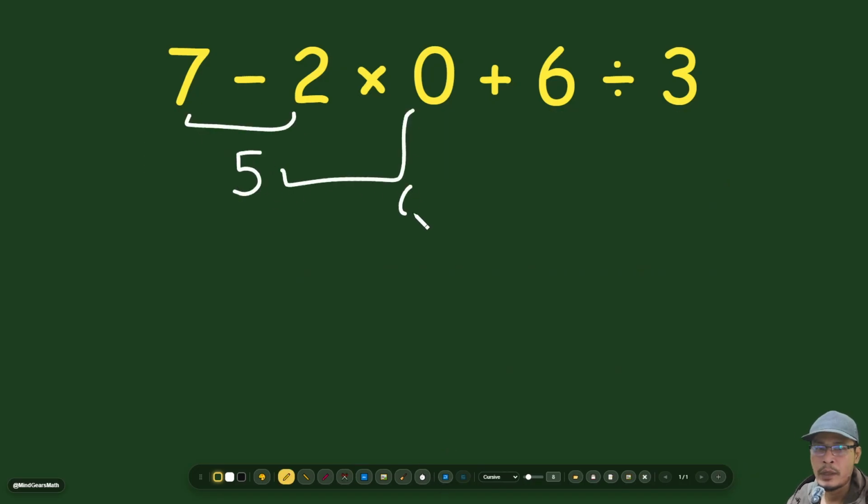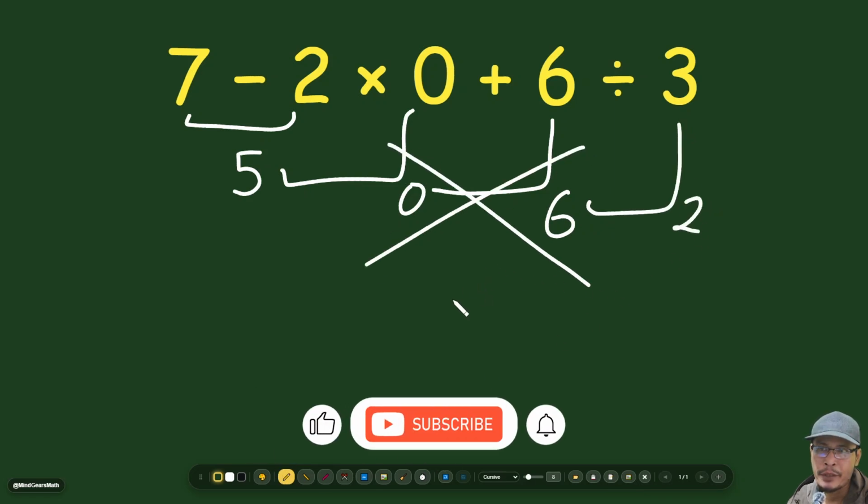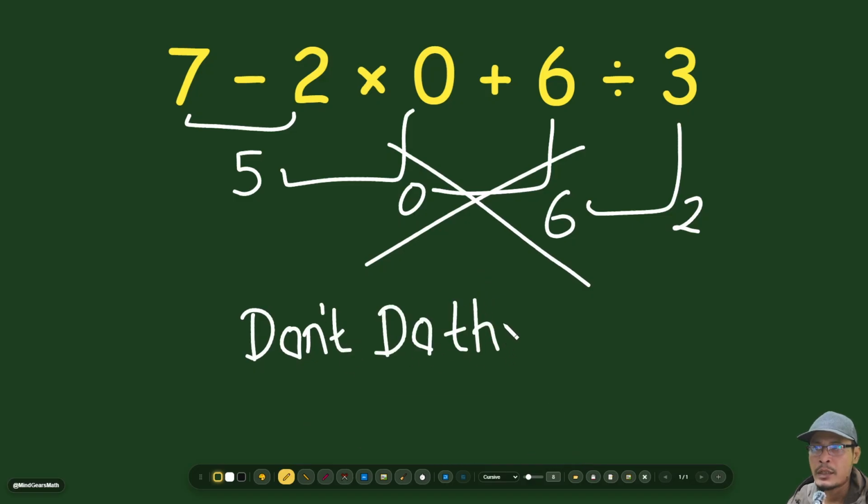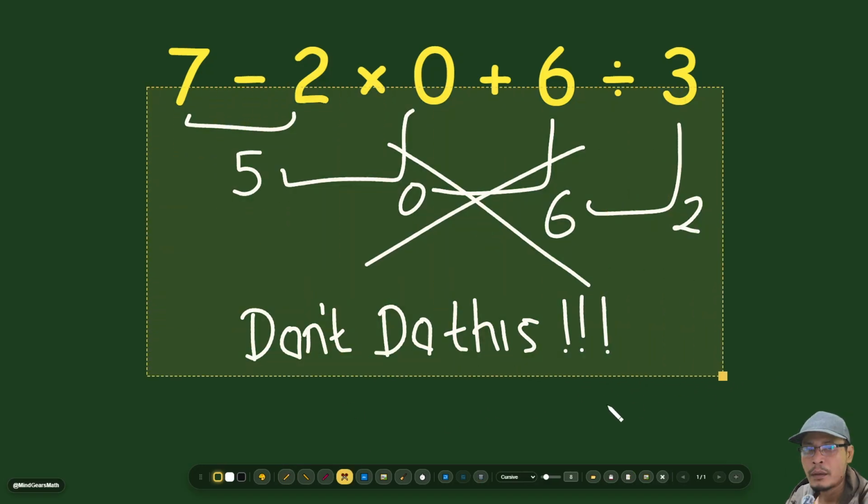Here is what not to do. Don't calculate left to right from the start. And don't do the plus before the minus. These two habits give wrong answers, like 5 or 2.